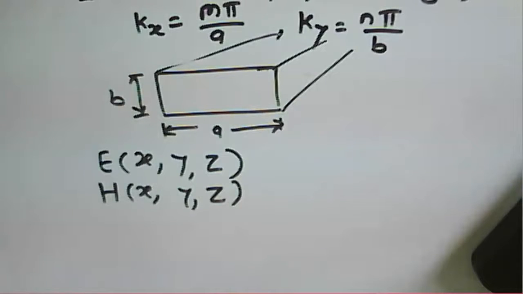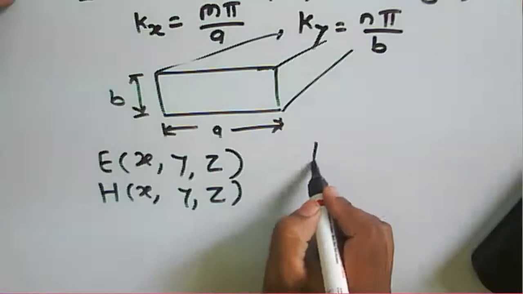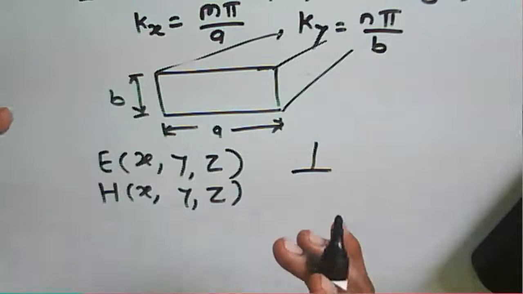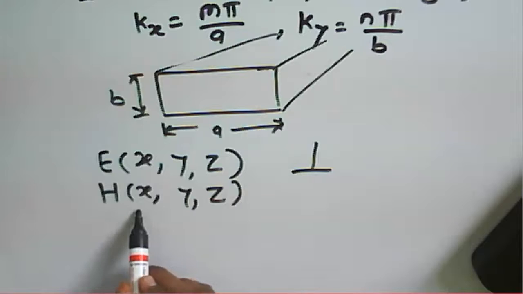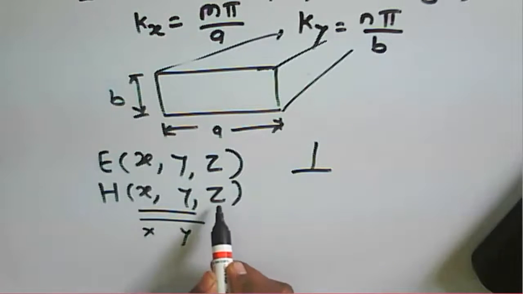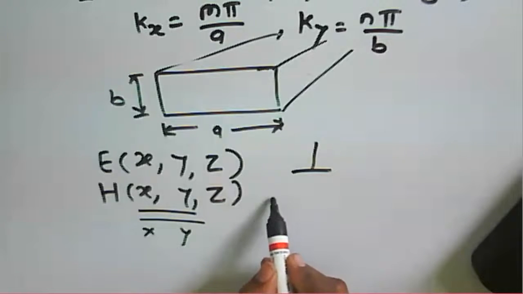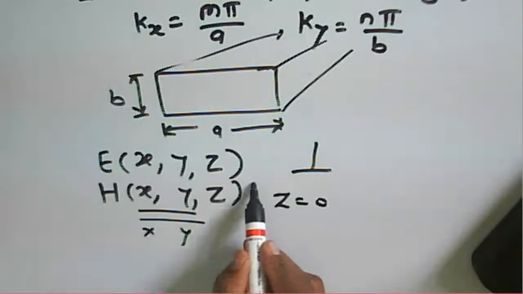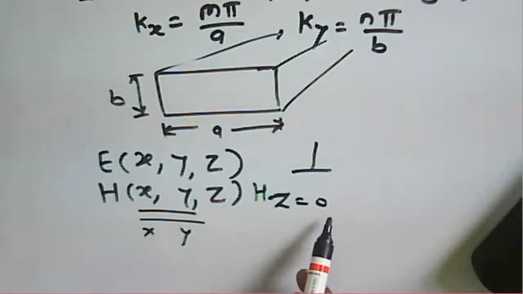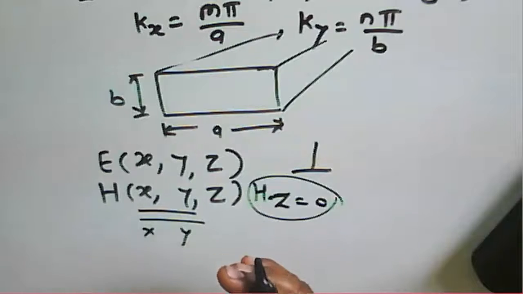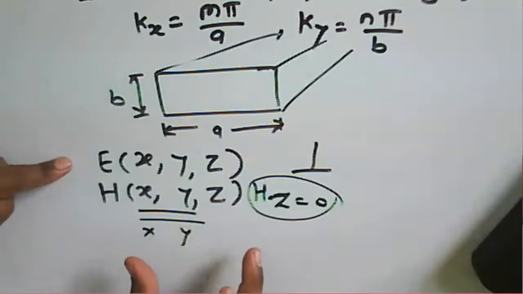Now we talk about the TM wave. TM means transverse magnetic wave. Transverse means perpendicular. In a transverse wave, all the field components are transverse only. There is no longitudinal component. It has an X component and a Y component, and the Z component, along the direction of propagation, is equal to 0. So only the transverse component is present, which is why it is called a transverse magnetic wave.